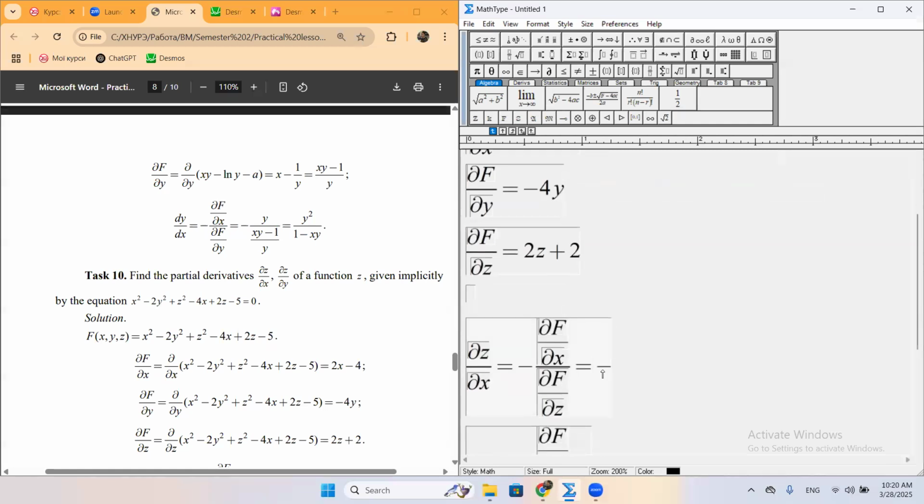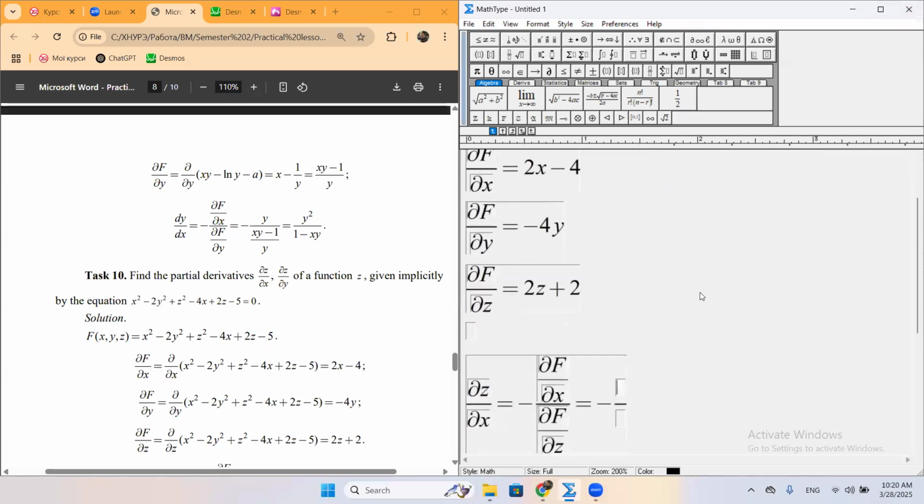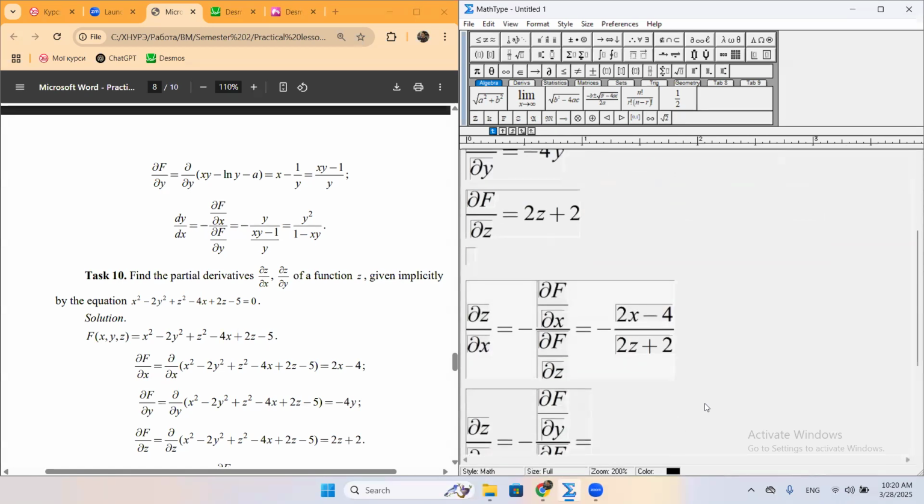So now finding these derivatives. So dz by dx here: 2x minus 4 over 2z plus 2. Let's reduce it by 2. So x minus 2 over z plus 1. And yeah, don't lose signs. And now let's multiply also the numerator by minus 1, so we will have 2 minus x.